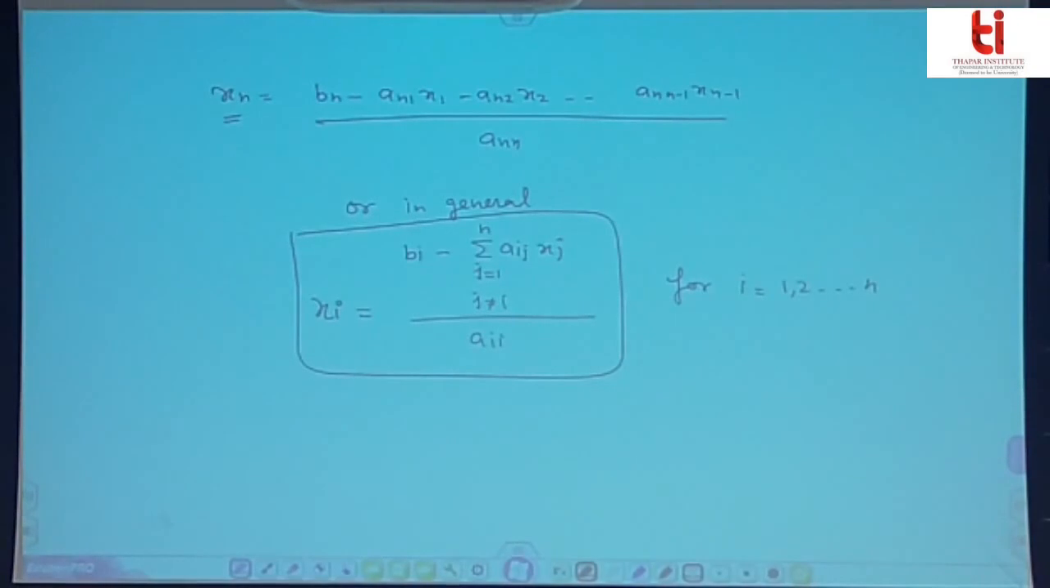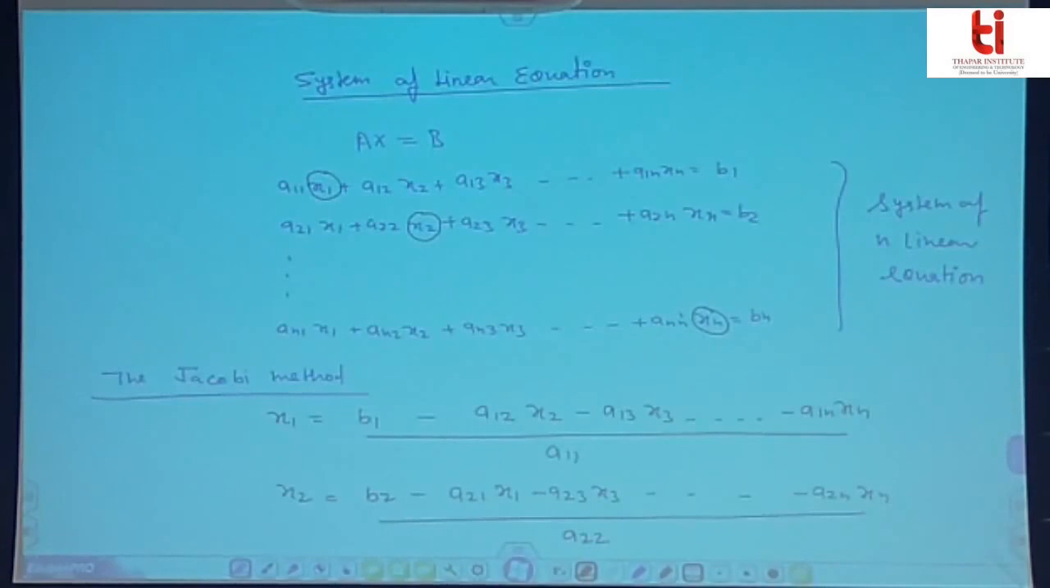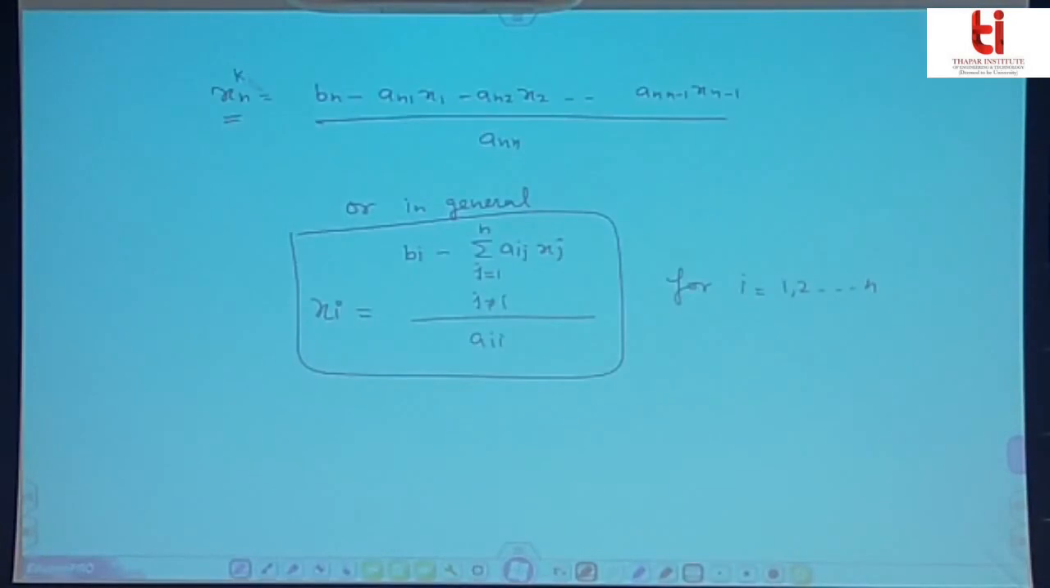Now we can make it an iterative scheme. In order to make it an iterative scheme, we take the left hand side as k plus 1 and keep the right hand side as k. This k is representing what? The iteration.